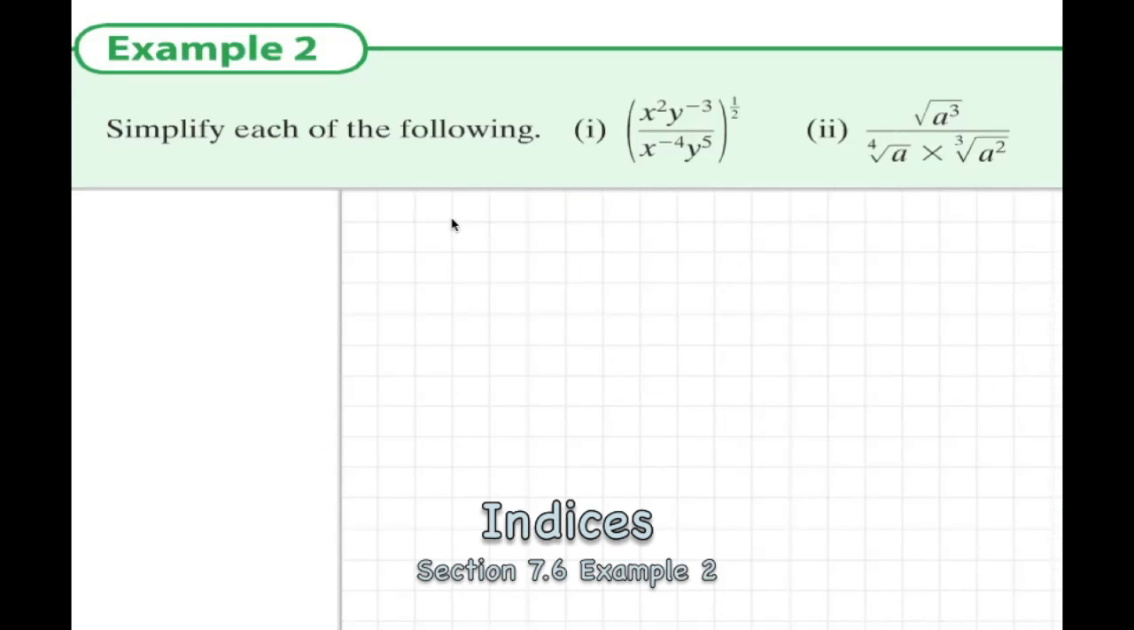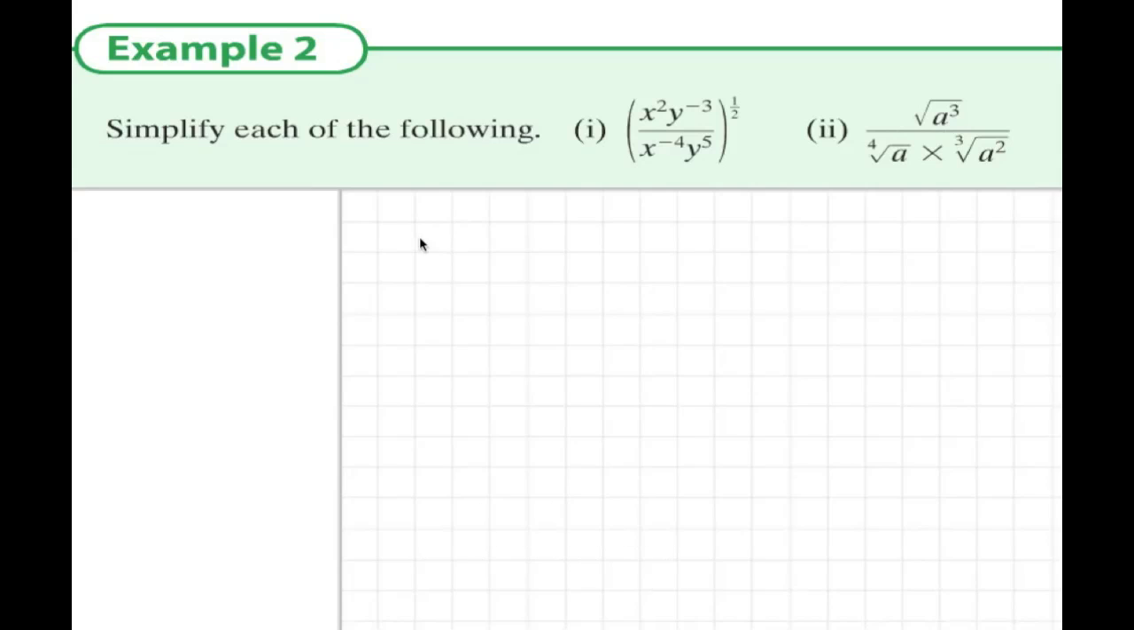In example 2, simplify each of the following using the rules of indices. Okay, let's look at the first question. Now it looks complicated, but if you use the rules of indices, when dividing terms, the powers are subtracted.